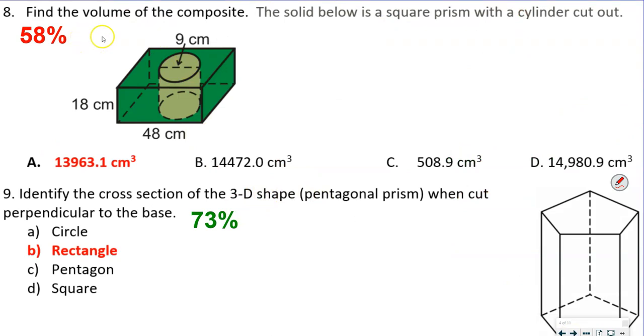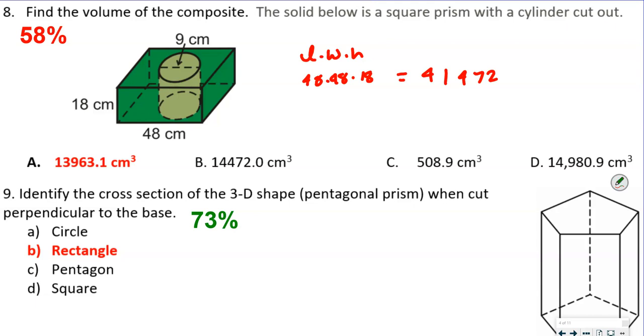So number 8 says, find the volume of the composite. The solid below is a square prism with a cylinder cut out. So if it's a square prism, it means we're going to do length times width times height, right? So that's going to be 48 times 48 times 18. When I do that, I get 41,472, okay?